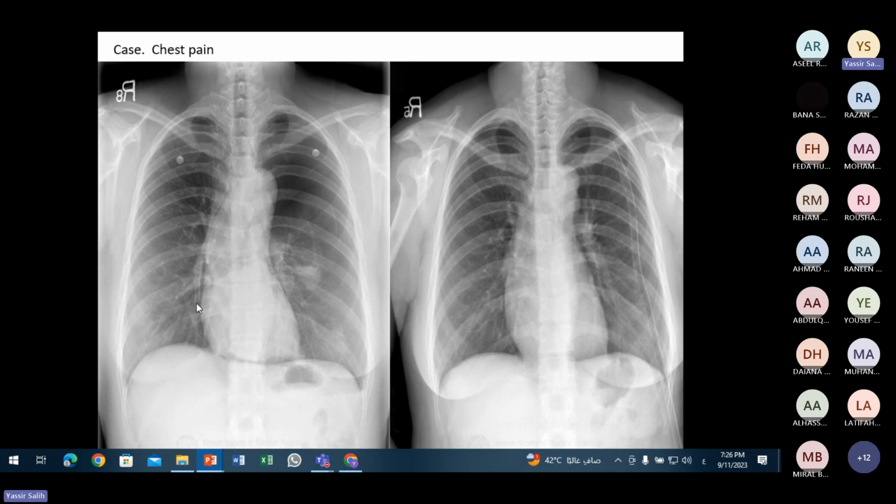If we have air surrounding the heart and the mediastinum, what do we call this condition? Pneumothorax? No. Cardiothorax? Good effort. Pneumo what? If it is the mediastinum, yes, pneumomediastinum. This is a pneumomediastinum: air surrounding the heart and mediastinum.